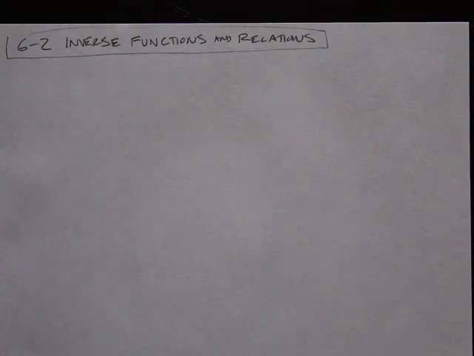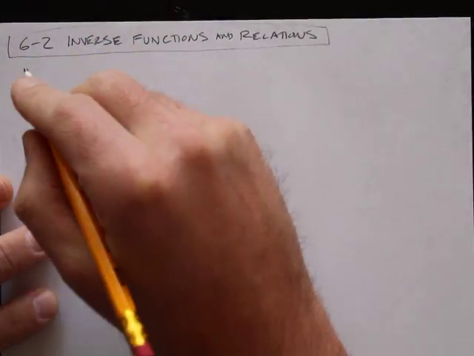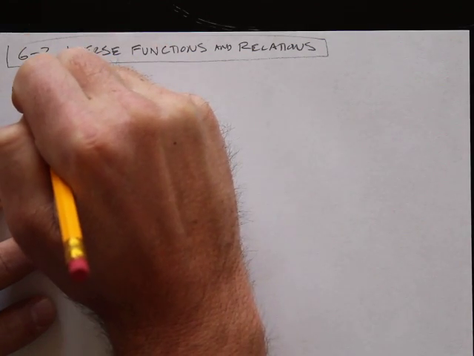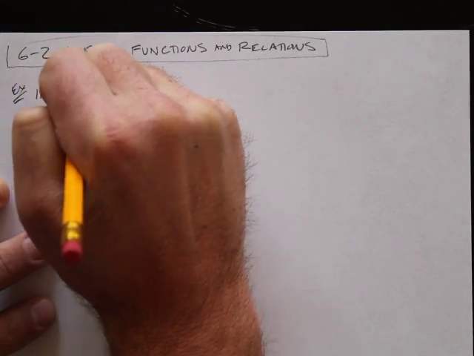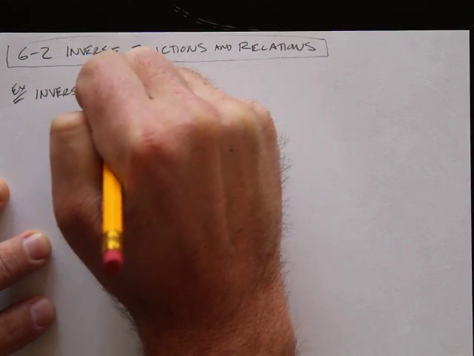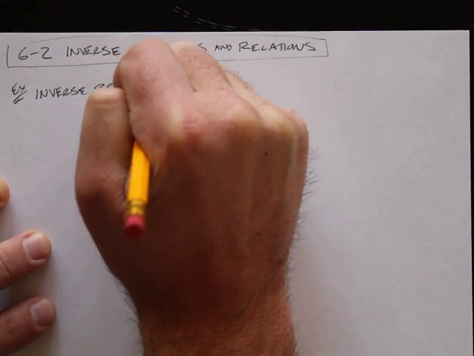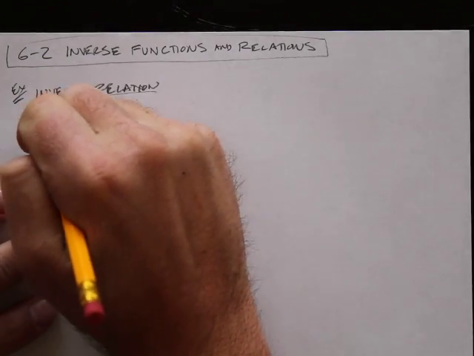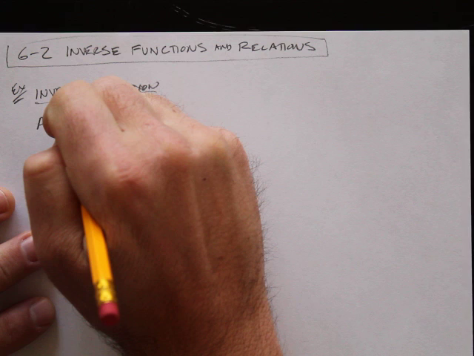Algebra 2, 6-2, inverse functions and relations. So let's do a little example here to see what we're talking about. An inverse relation is when I have, let's say I have this relation here.